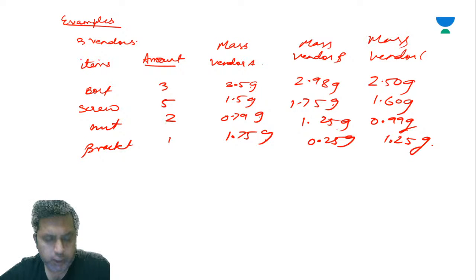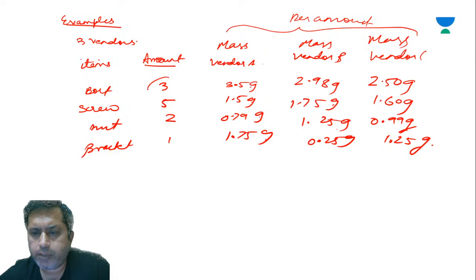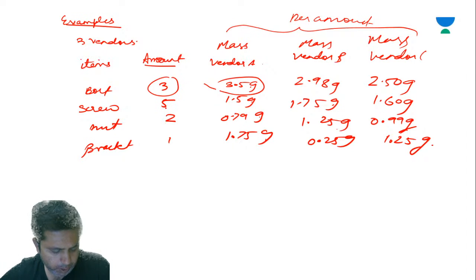Okay. This is per amount. Mass is per amount. So if you want to find out total mass, you have to multiply amount into mass for a particular vendor.